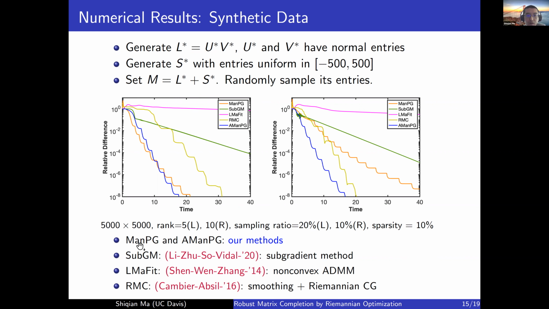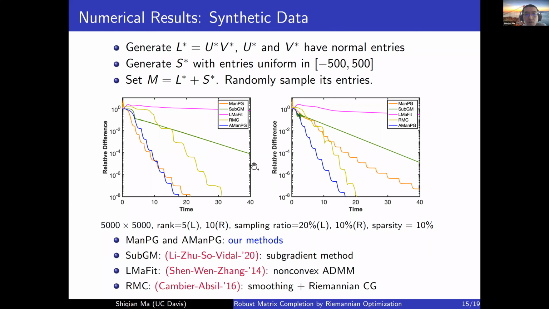And we compared our ManPG and AManPG algorithms with some existing methods, for example, the subgradient method and the LMatrix algorithm. And also this one, basically this is about the Riemannian conjugate gradient method for solving a smooth approximation to the problem. In this paper, they call their method RMC. So we just use RMC to denote their algorithm.